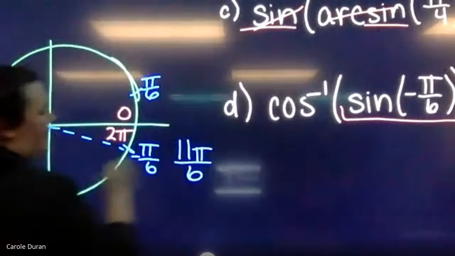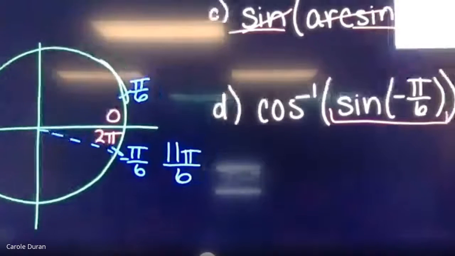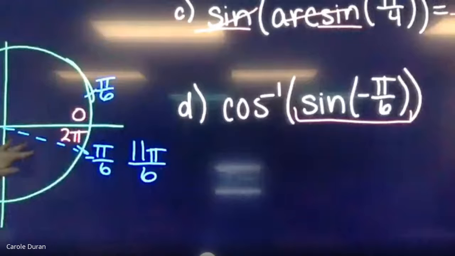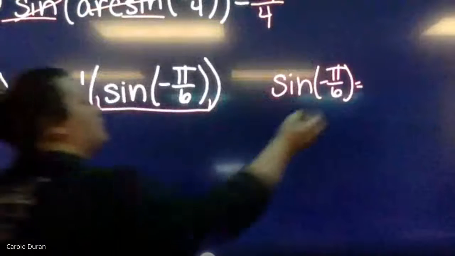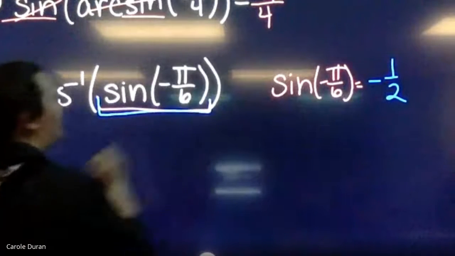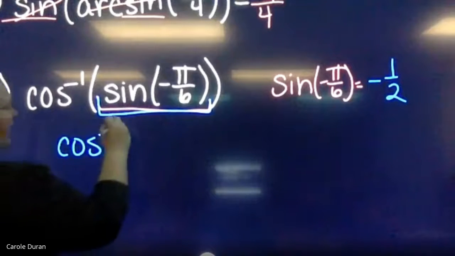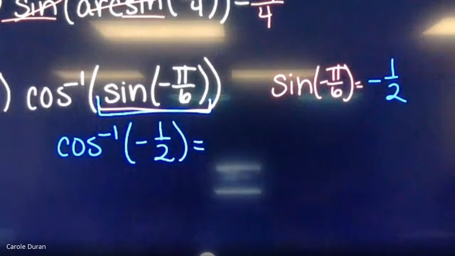So then I need sine of 11 pi over 6. Could you use pi over 6? Yes, just make the answer negative. So what's it going to be? Negative 1/2. So that means I'm going to replace this whole parentheses with negative 1/2, and then I'm going to find the angle where cosine is equal to negative 1/2.